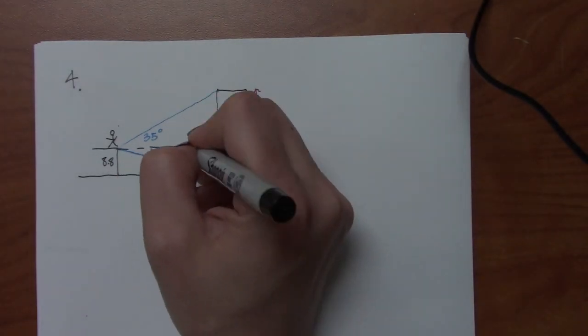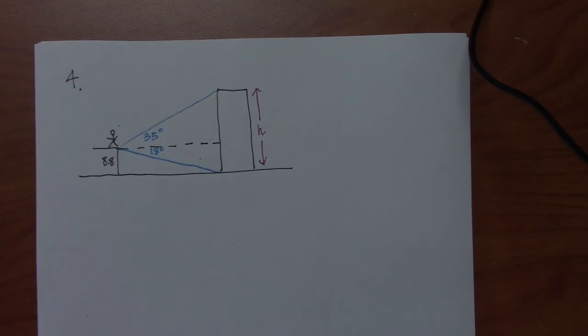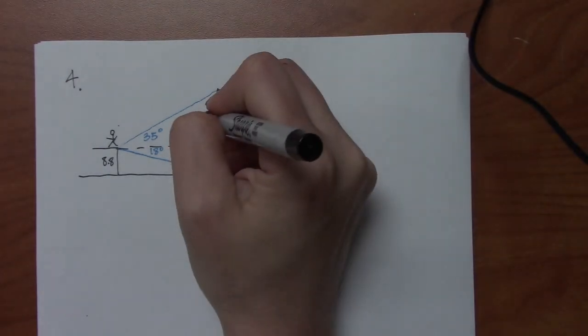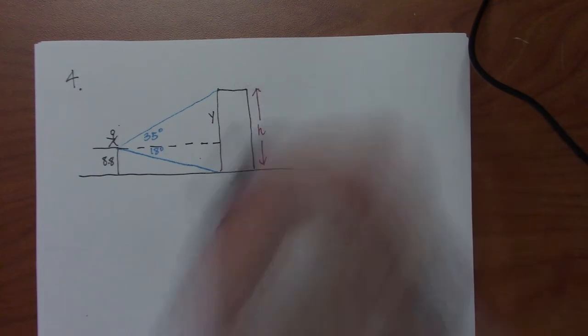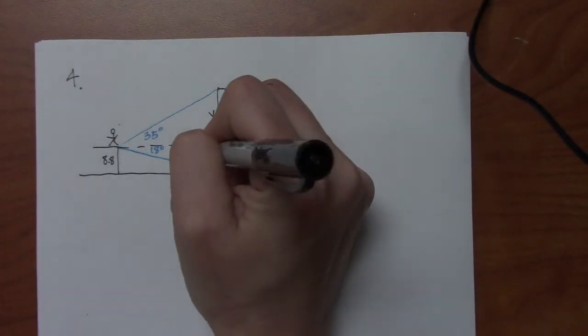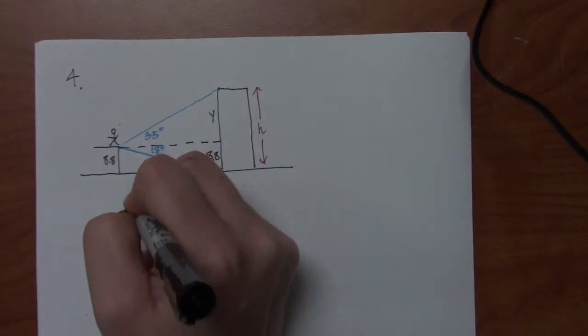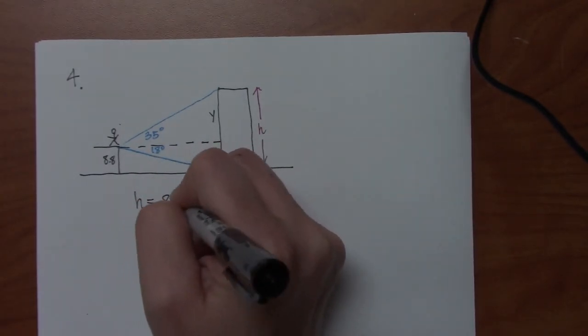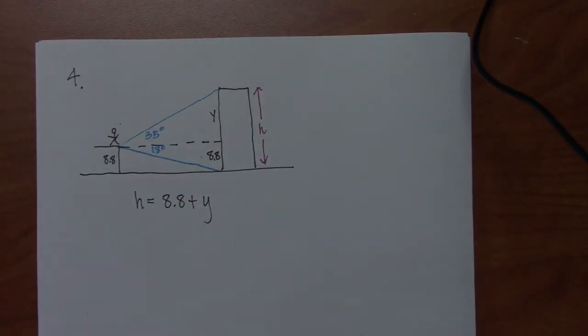So if I extend this dotted line out, I actually have two right triangles. And if I can find the height of the upper triangle, which I'm going to call y, and I can find the height of the lower triangle, I just add them together. But what's the height of the lower triangle? 8.8. So the height of the building is 8.8 plus y. So now I just need to find y.